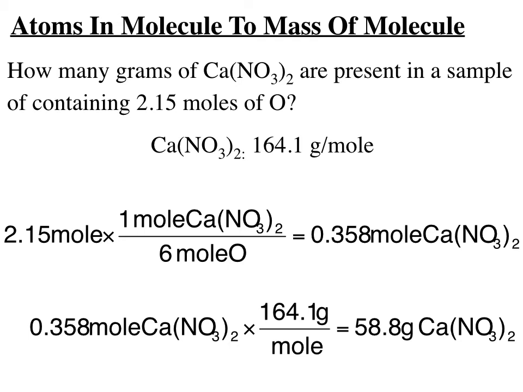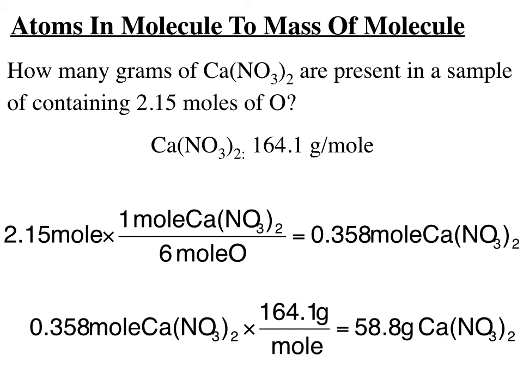If I look at the empirical formula of calcium nitrate, I see there are 6 moles of oxygen per mole of calcium nitrate. I use that as a conversion factor. I use the 1:6 ratio by getting rid of the moles of O and converting them to moles of calcium nitrate. So I will divide by the moles of O in 1 mole of calcium nitrate. So I take my 2.15 mole of O and take that times 1 and divide by 6.